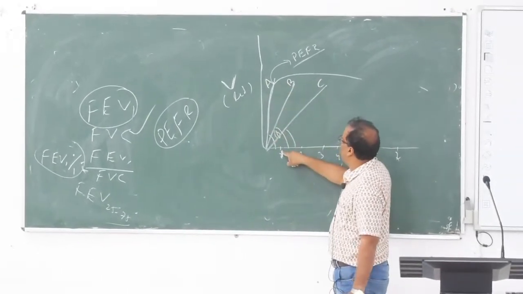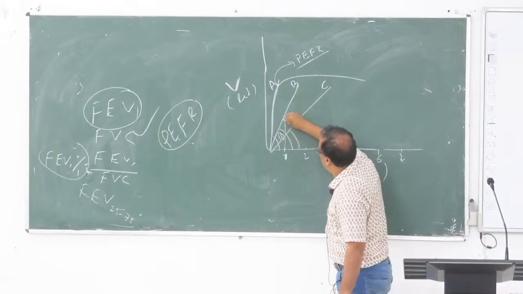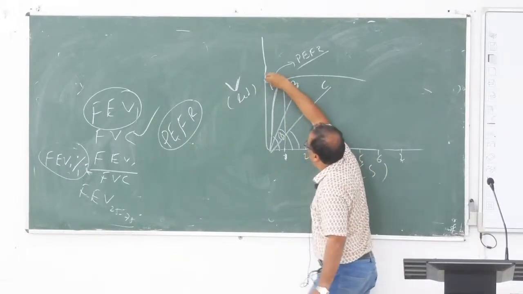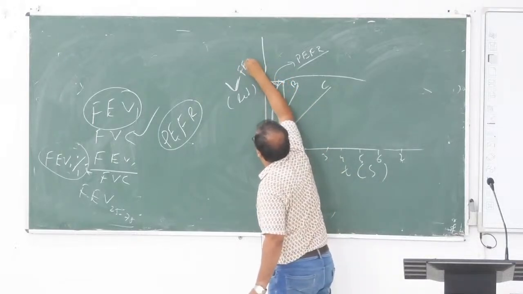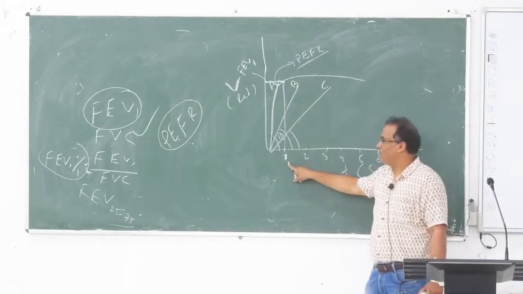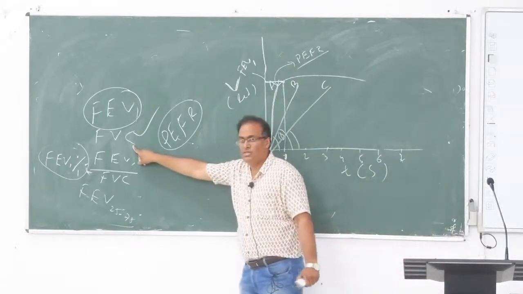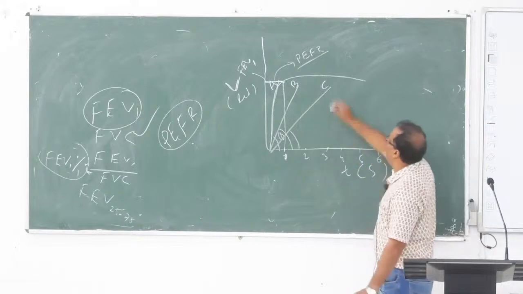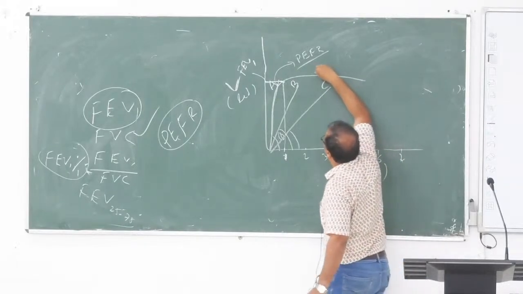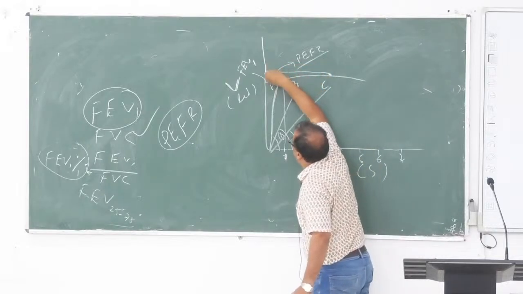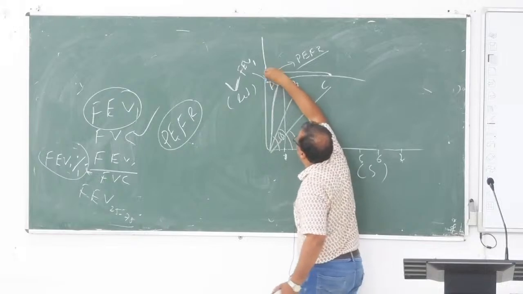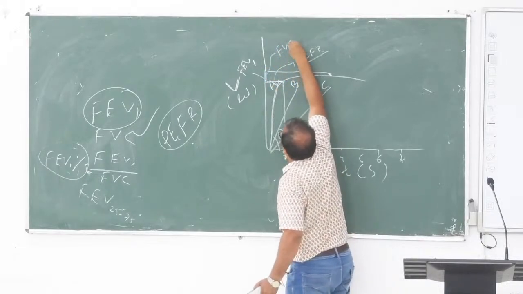The first second volume is called FEV1, this first second. Another name is FVC. At point A, suppose it is the maximum point. This total motion of volume is called FVC.